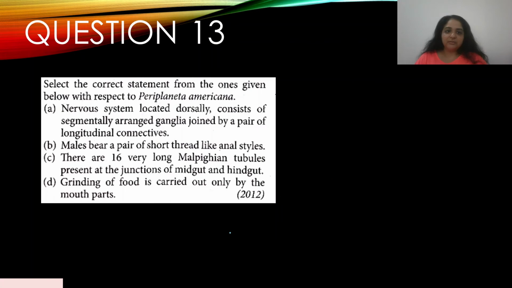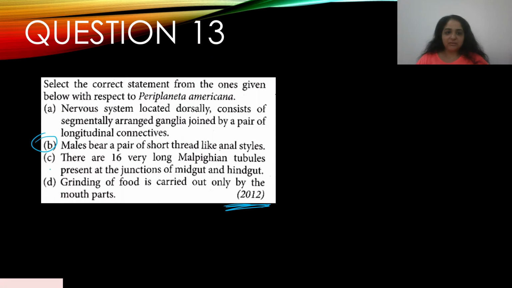Alright, so question number 13. Select the correct statement from the ones given below with respect to Periplaneta americana. It appeared in 2012. A nervous system located dorsally consists of segmentally arranged ganglia joined by a pair of longitudinal connectives. No, they are not dorsally located. They are ventrally located. Males bear a pair of short thread-like anal styles. We've already discussed this before many times, but this seems to be important information.